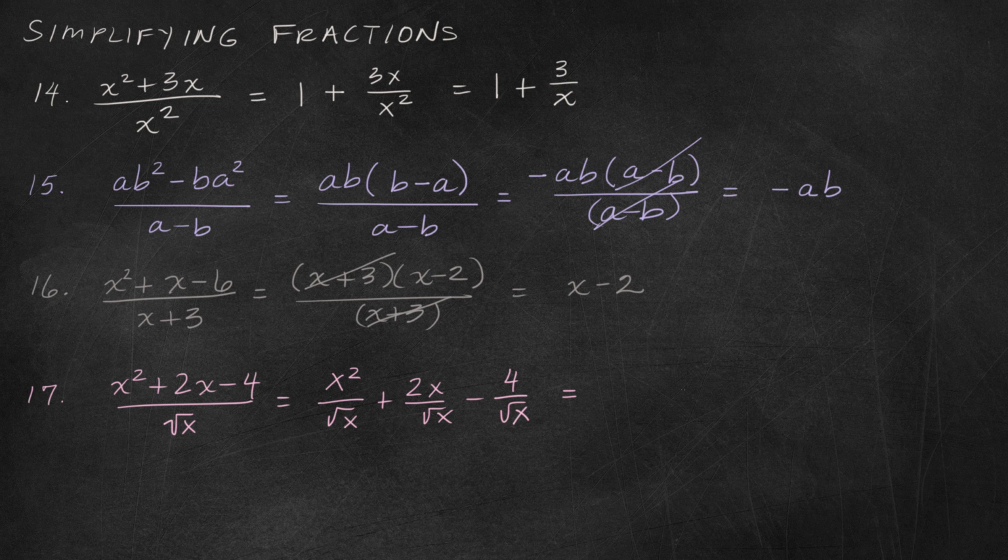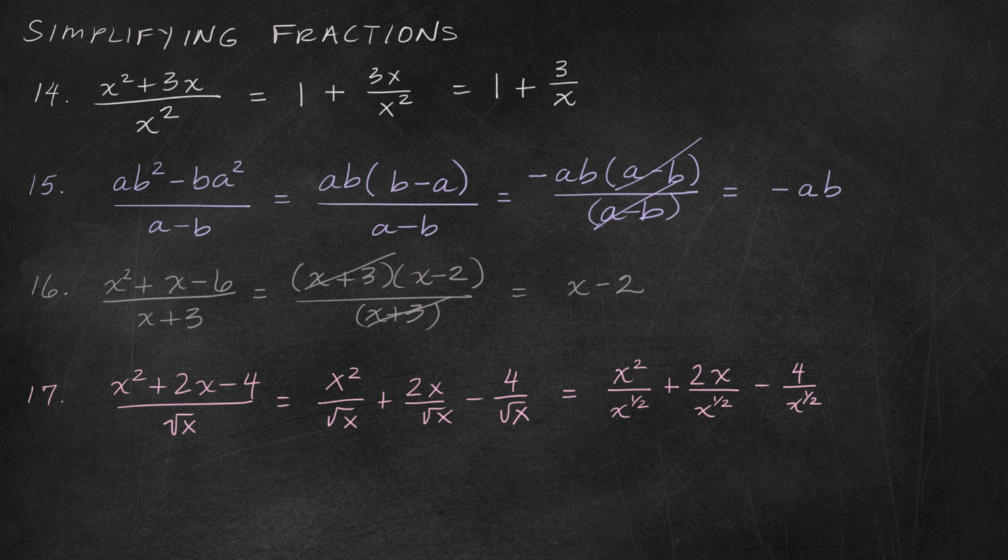I can convert from radical notation into fractional exponent notation. So then it would look like x squared over x to the power 1/2 plus 2x over x to the power 1/2 minus 4 over x to the power 1/2.